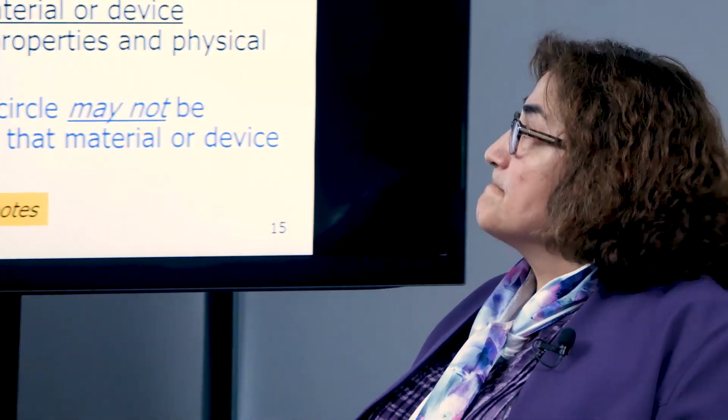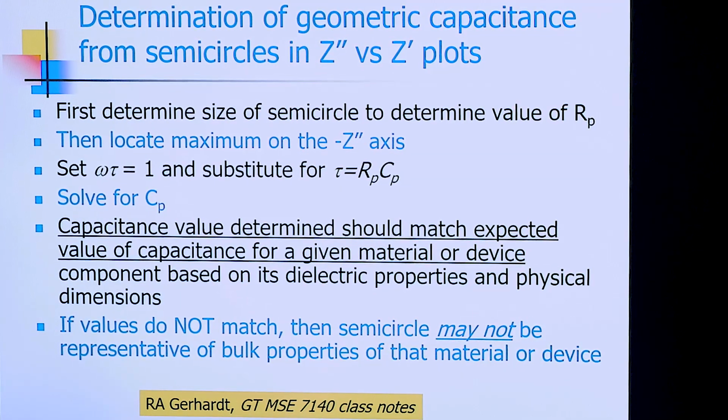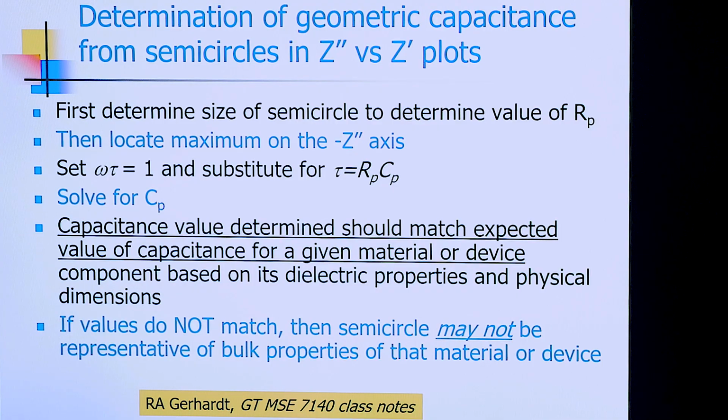for CP. If the capacitance value that you determine by doing that does not match the expected capacitance of the particular material or device, then you are not measuring the properties of that particular material or device. You may be measuring some surface phenomena. So that's an important point.